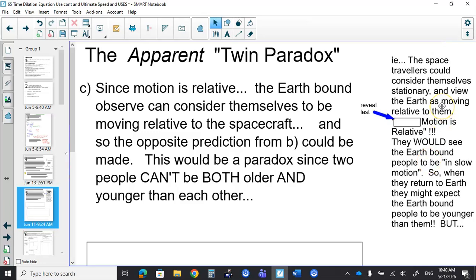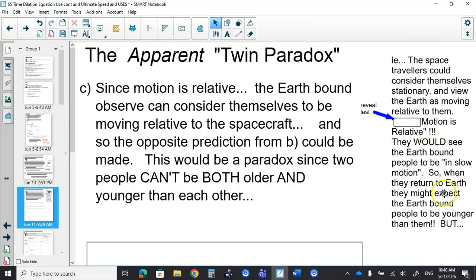When the spaceship is flying off towards the galaxy or a star or whatever it was, if they had binoculars or a telescope and they looked at the Earth, the people on Earth, as they're going away, would appear in slow motion to them. And then the Earth observers observing the people in the spaceship, they would appear in slow motion. This is what would happen.